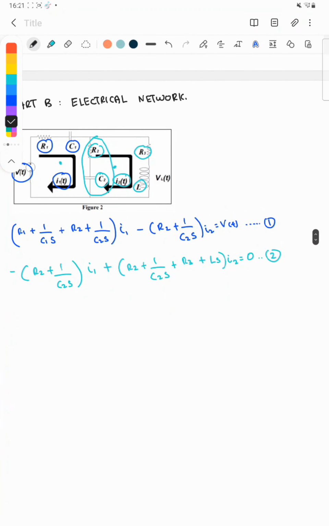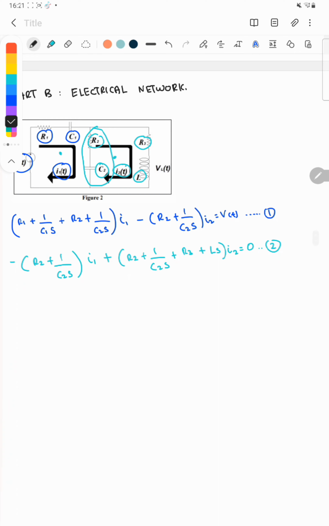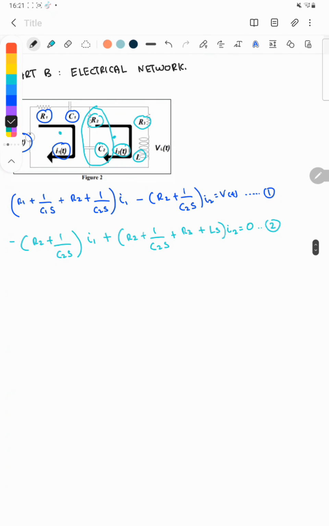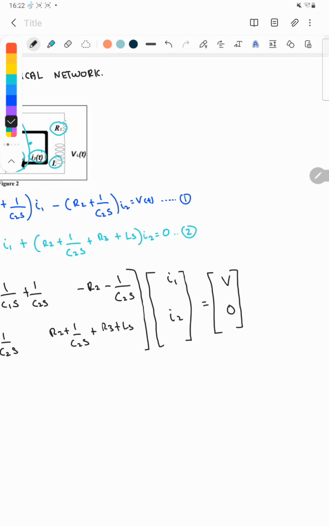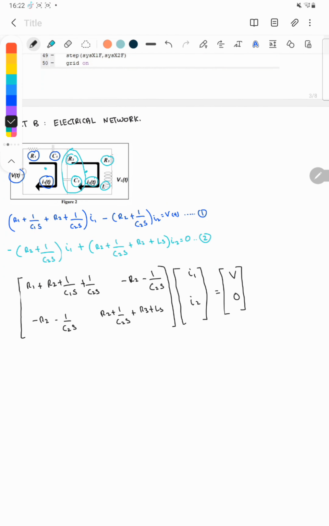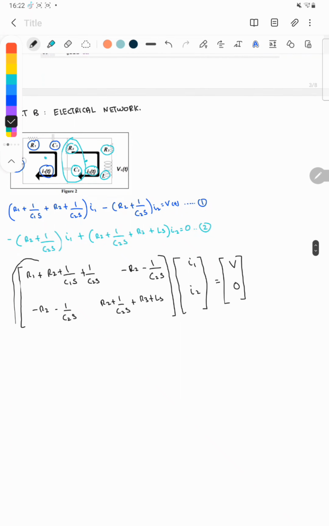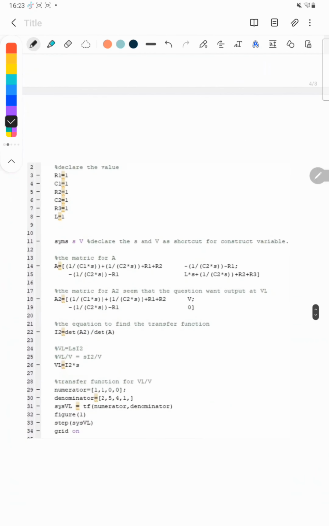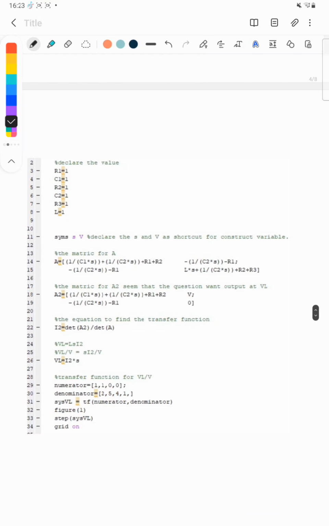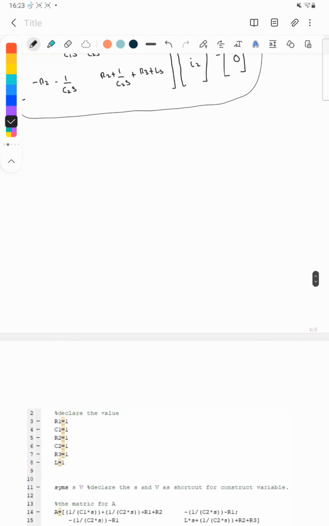As usual, after we get these two equations for this circuit, we will make a matrix. After that, we will use this value and simulate it on MATLAB like this to get the final answer.